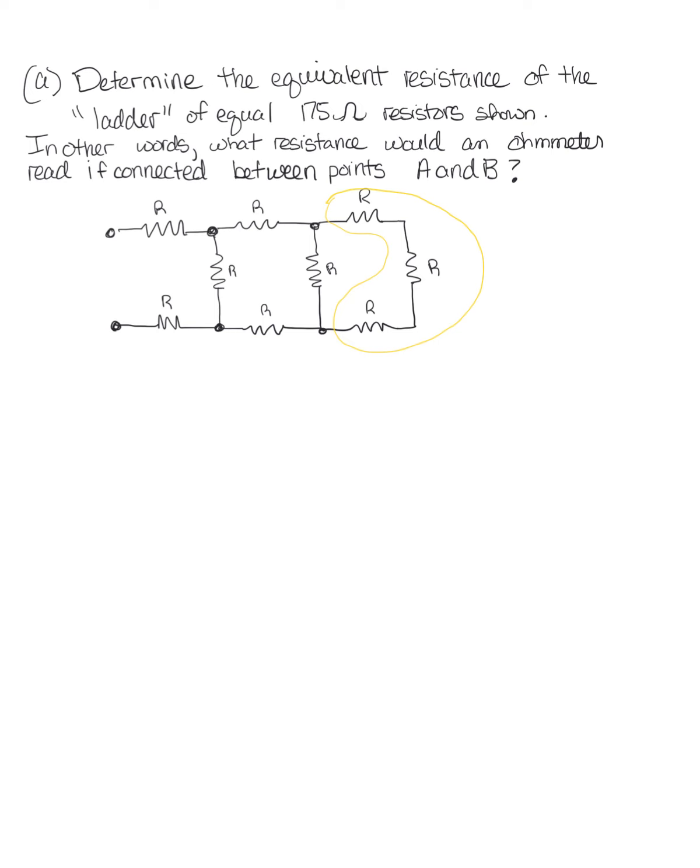Now, real quick, equivalent resistance is just saying: I have 1, 2, 3, 4, 5, 6, 7, 8, 9 resistors in this ladder of resistors. If I wanted to have only one resistor, what would that resistor's resistance have to be to equal the resistance provided by all of these 9 resistors, if that makes sense? I hope that was clear. Okay, so let's get started.